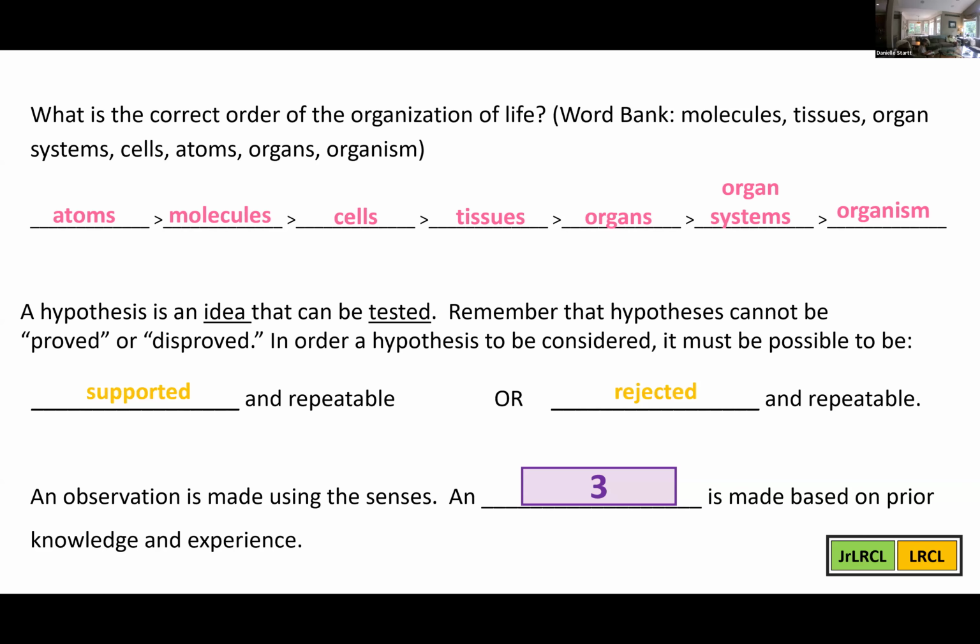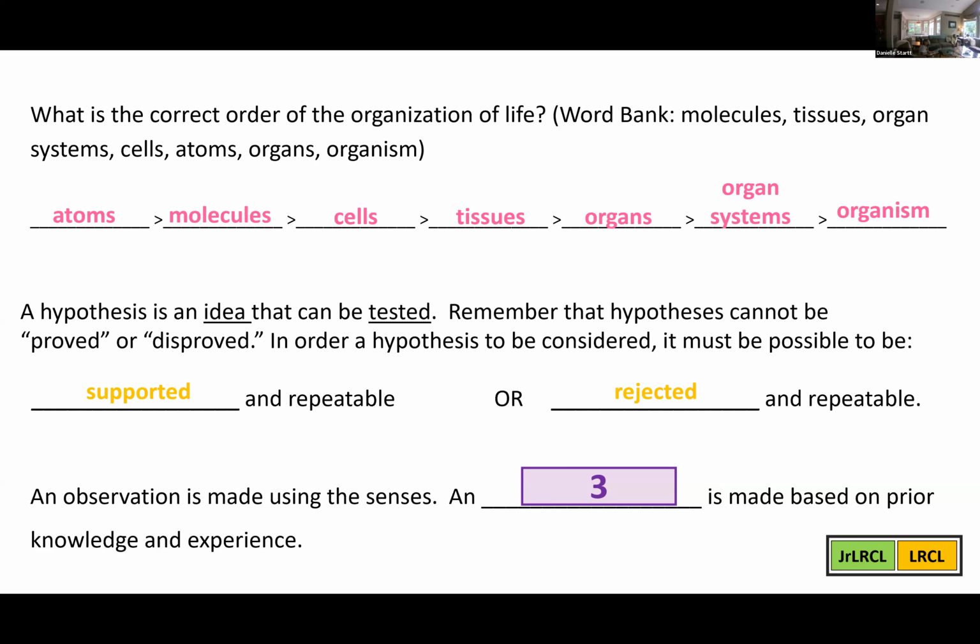Supported, rejected, or the other way around, rejected and supported. One or the other, right? An observation is made using your senses, like the mouse is 7 grams. You saw that when you measured it. You used your eyes, you read your tool.